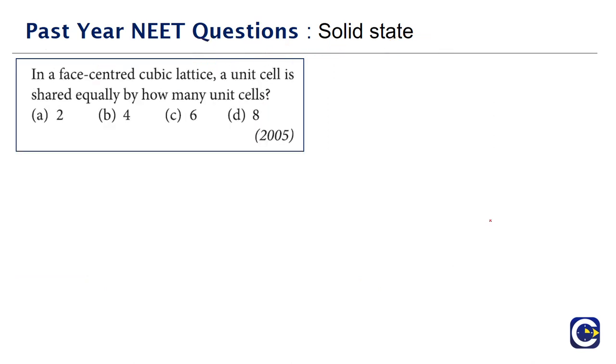Okay, let's go to the next question. This is a question that has come in the year 2005. This is a fundamental question related to the FCC. In a face-centered cubic lattice, a unit cell is shared equally by how many unit cells? See, we have heard about a corner lattice point is shared by how many unit cells? Face-centered is shared by how many unit cells? Body-centered is shared by how many unit cells? Edge-centered is shared by how many unit cells? But this is a different question. What they are asking, a unit cell itself is shared by how many unit cells?